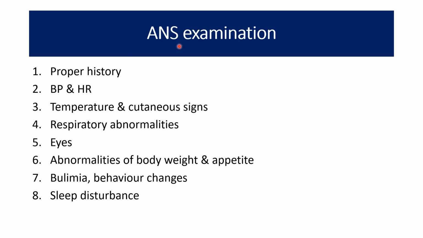To examine the autonomic nervous system, first we should take the proper history, then we should measure all the vitals in supine and standing position. So we will measure the blood pressure, heart rate, then record the temperature, and there can be various cutaneous signs because of this autoregulation. Respiratory abnormalities, eye signs and abnormal body weight and appetite can be there because of involvement of the hypothalamus, maybe having bulimia or behavior changes, and sleep disturbance because of central ANS or hypothalamus involvement.